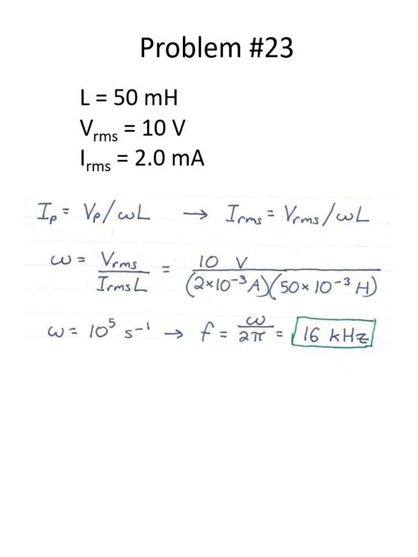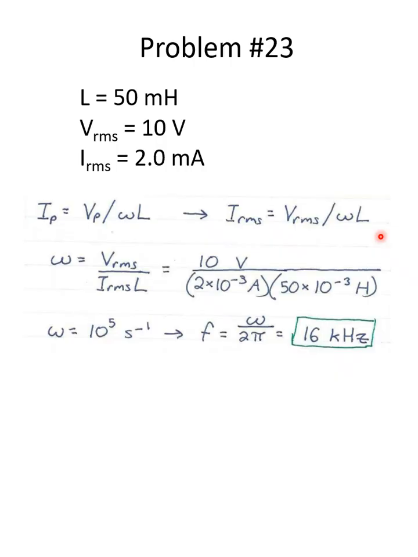Number 23, a 50 millihenry inductor is connected across a 10 volt RMS AC generator, and a 2 milliampere RMS current flows. What is the generator frequency? I've written up above the given information. We'll use this relationship that peak current is peak voltage divided by omega L, and that relationship will also work with the RMS current and voltage. So I have RMS current is RMS voltage over omega L.